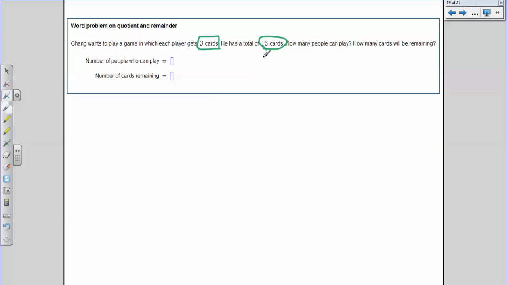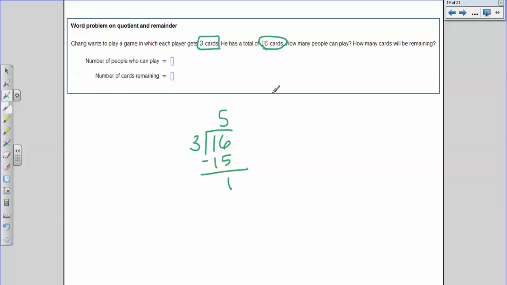So how many people can play? If I do cards divided by cards, that's going to tell me people. So if I have 16 total cards and I want to split them, divide them by 3, what's 16 divided by 3? Well, 3 goes into 16 5 times. And I'm going to have 1 left over.